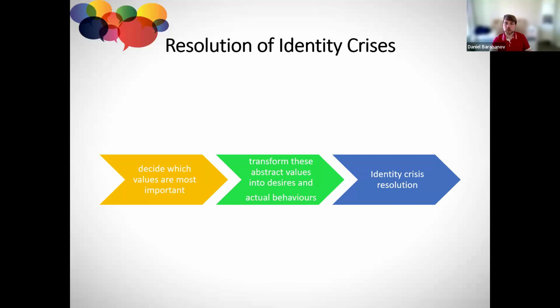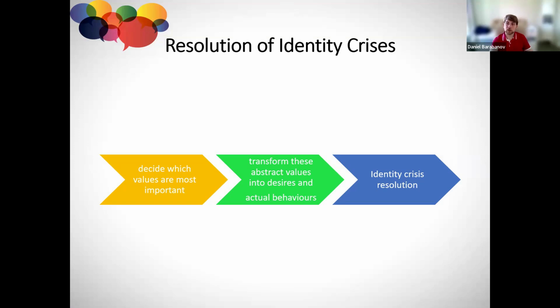So resolution of identity crisis usually looks as represented on the slide. People are forced to decide which values are more important, right? Is it more important for me to work, or is it more important for me to study, for example? After that, we transform these abstract values into desires and actual behavior. So once we have made a choice, we start acting, and it helps identity crisis resolution.